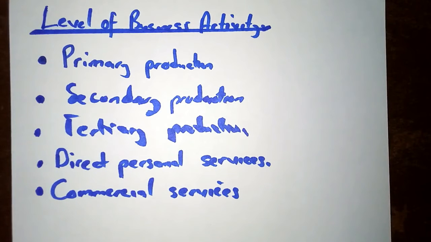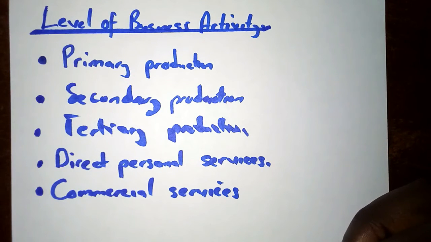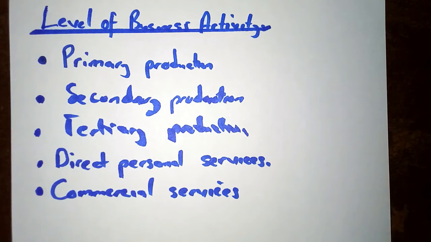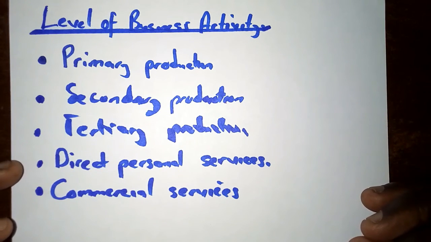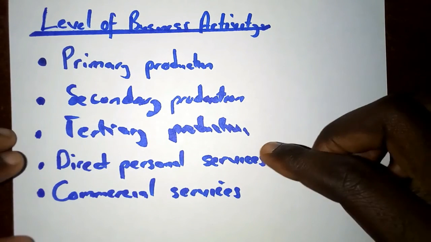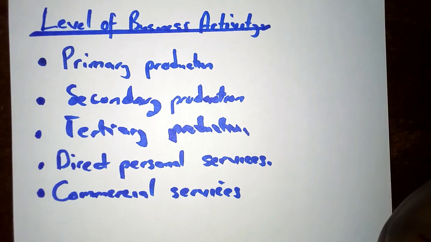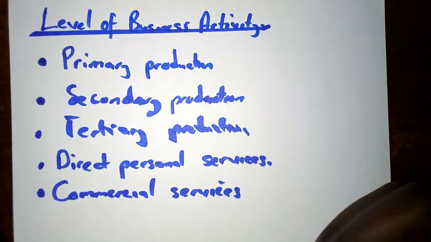When you look at commercial services, we are looking at the distribution of goods and services from the producer to the consumer. This is where we look at trade and aid. Trade is just the exchange of goods and services. Aid is what facilitates the smooth movement of goods and services. So we look at trade and aid whenever we refer to commercial services. Those are the levels of business activity that you have to know: primary production, secondary production, and tertiary production. The last services are provided in tertiary production so that consumers are able to consume the product that we are producing.